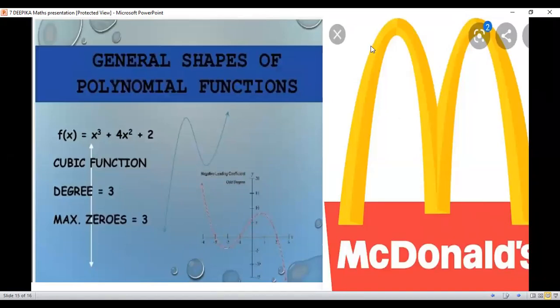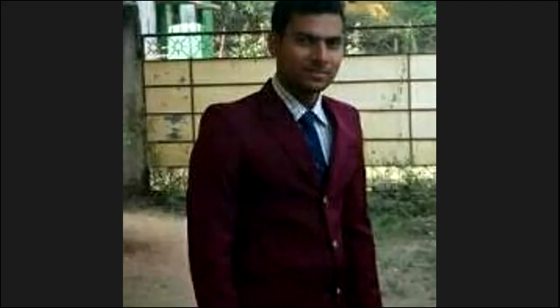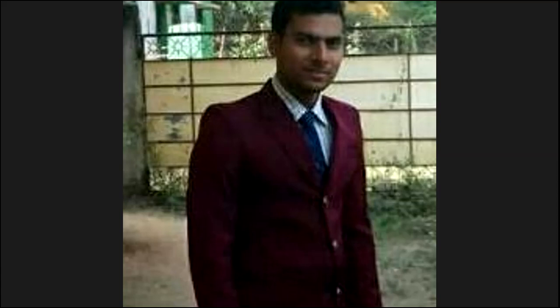So thank you, Deepika, for your presentation. It is another beautiful presentation about graphs of polynomials and how they can be understood by using real life examples like McDonald's. We all know the symbol of McDonald's. It can be referred to as the graph of a cubic polynomial in general, which cuts the x-axis at 3 different points, so we can use this symbol to represent the graph of a cubic polynomial.